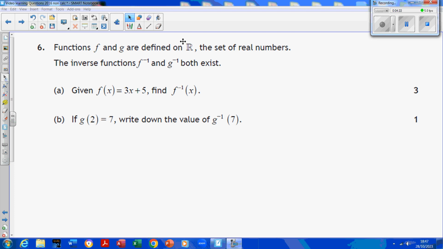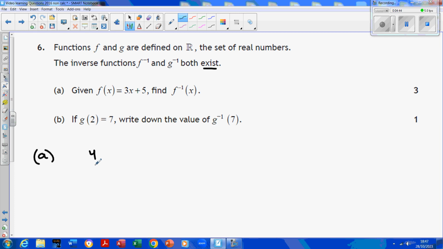Question 6. It says functions f and g are defined in a set of real numbers. The inverse functions f inverse and g inverse both exist, so we know they're there. It tells us that given that f(x) is equal to 3x plus 5, find f inverse. Okay, so when you have an inverse function, all the x's and y's swap over.